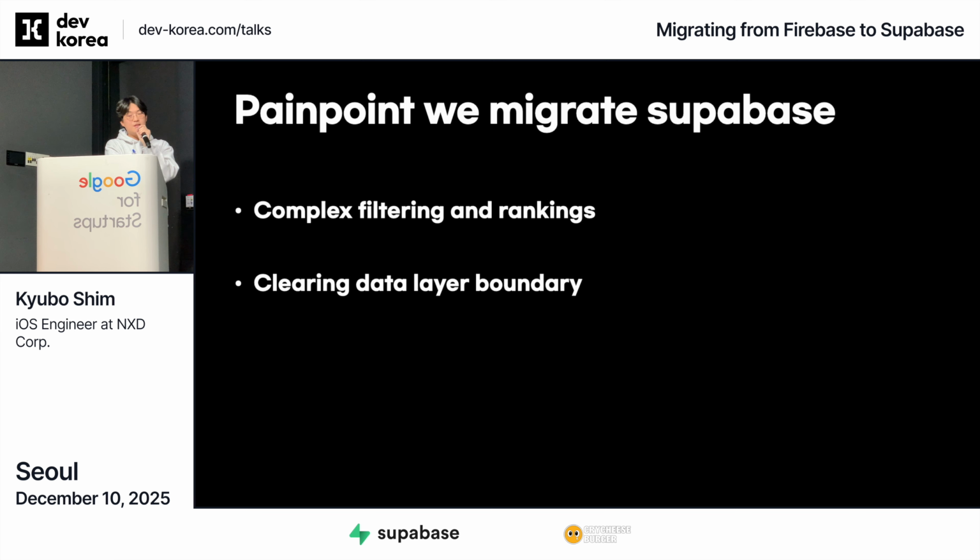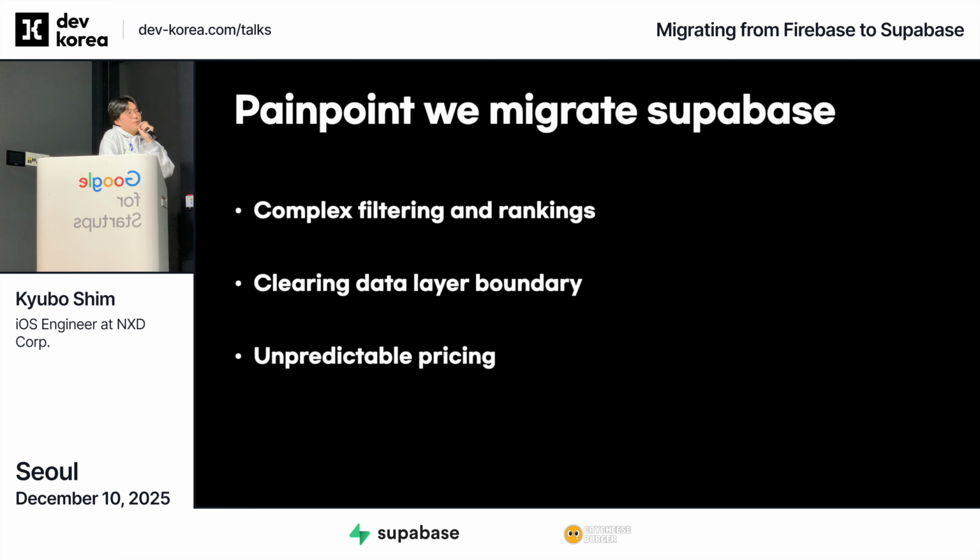Second is the unclear data layer boundary. We were calling Firestore directly from view models, because I'm a front-end developer. So UI and data logic were mixed together, making testing and adding other features difficult.